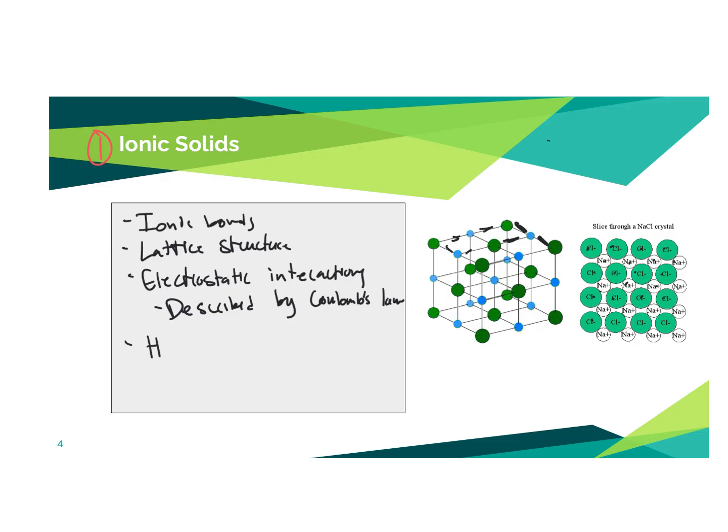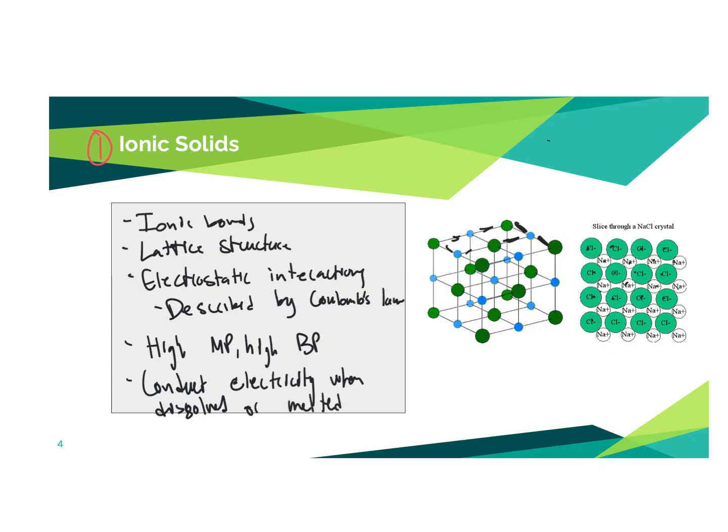They have high melting points, high boiling points, and they will conduct electricity when dissolved or melted. Right, so an example of these would be like sodium chloride, sodium iodide, sodium bromide, really any kind of ionic compound.